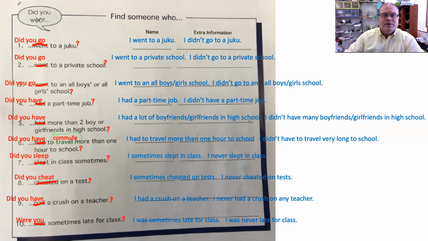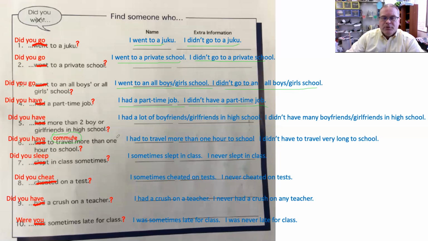Good. Okay, so the answers. Did you go to a juku? I went to a juku. I didn't go to a juku. Did you go to a private school? I went to a private school. I didn't go to a private school. Did you go to an all boys or all girls school? I went to an all boys or girls school. I didn't go to an all boys or girls school. Did you have a part-time job? I had a part-time job. I didn't have a part-time job.